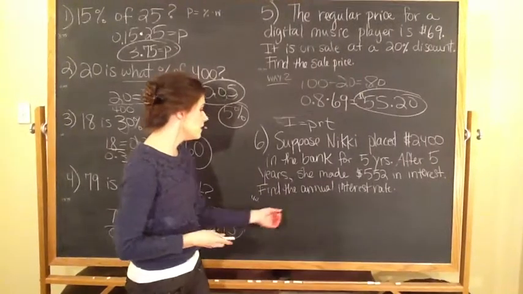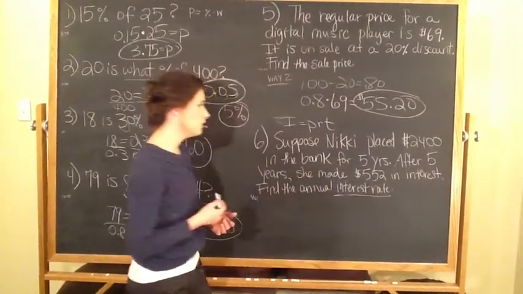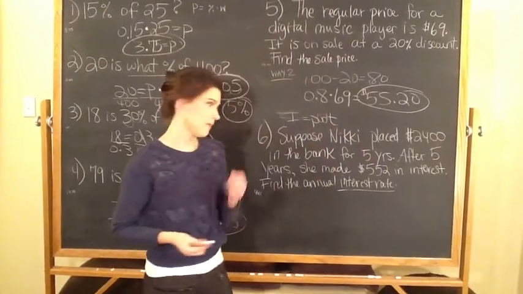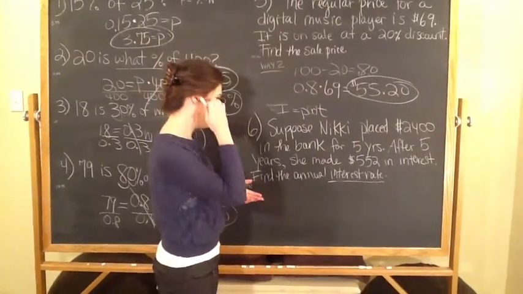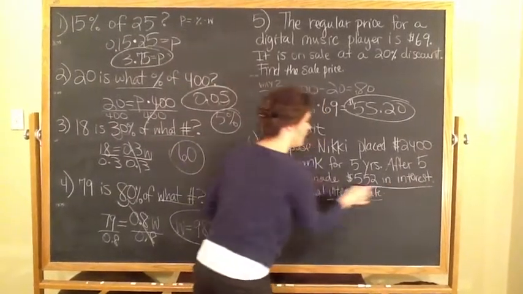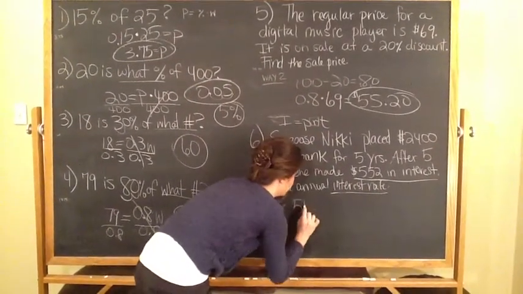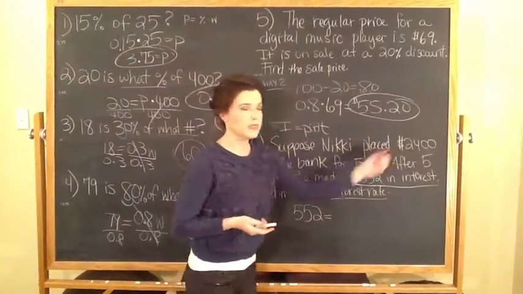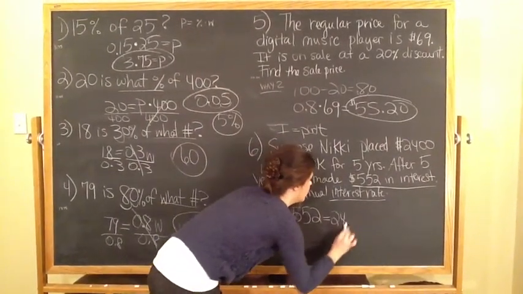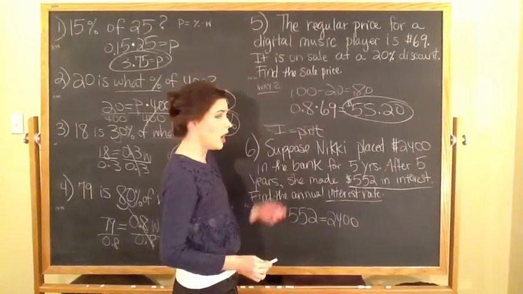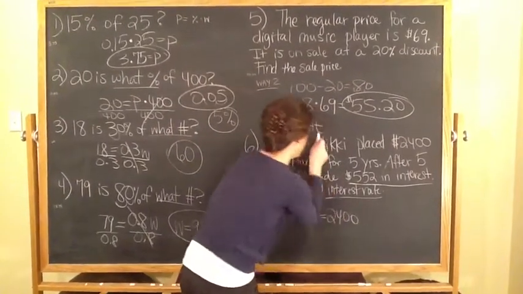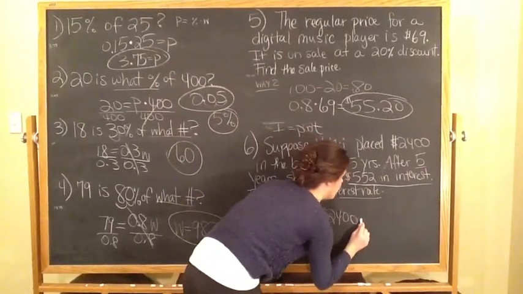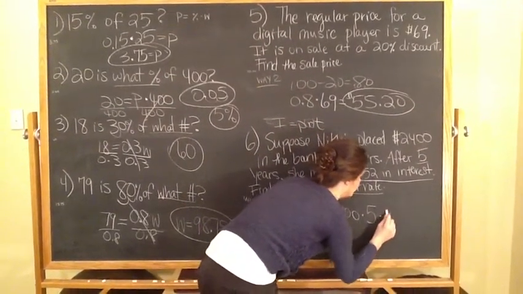It says find the annual interest rate, so we don't know what the rate is. So we are going to be solving for the R. First of all, how much did she make in interest? It says $552 in interest. So I have 552 equals my principal, which is $2,400, times R, which we don't know, and then times T, which is time. It says 5 years. So we have times 5 and then times R.